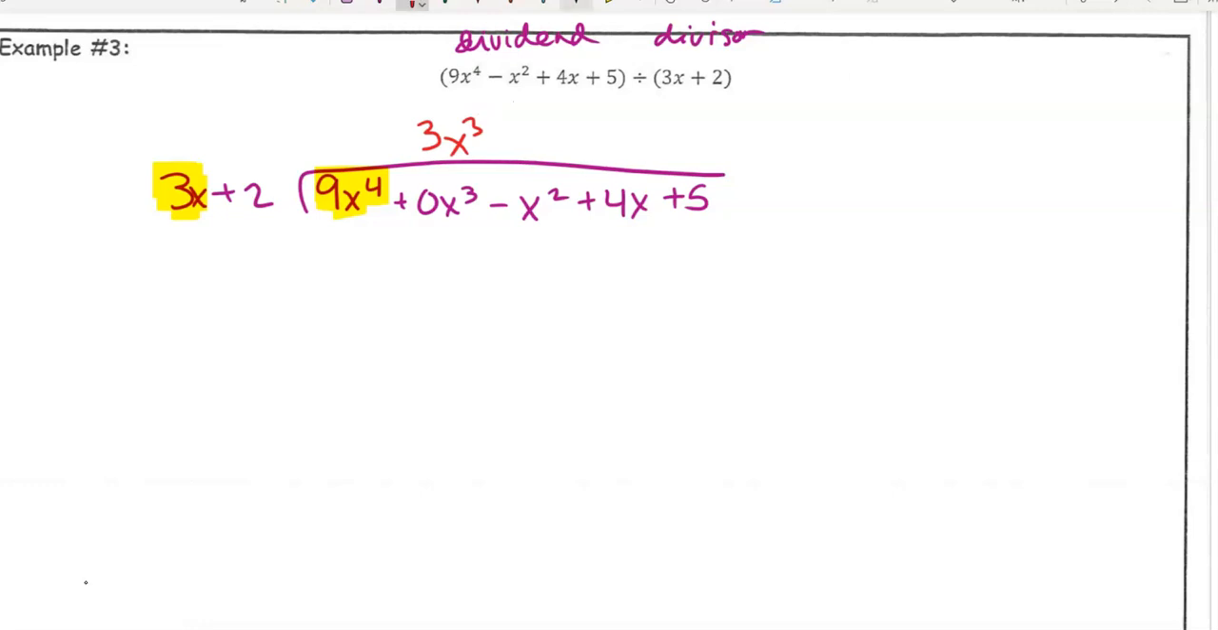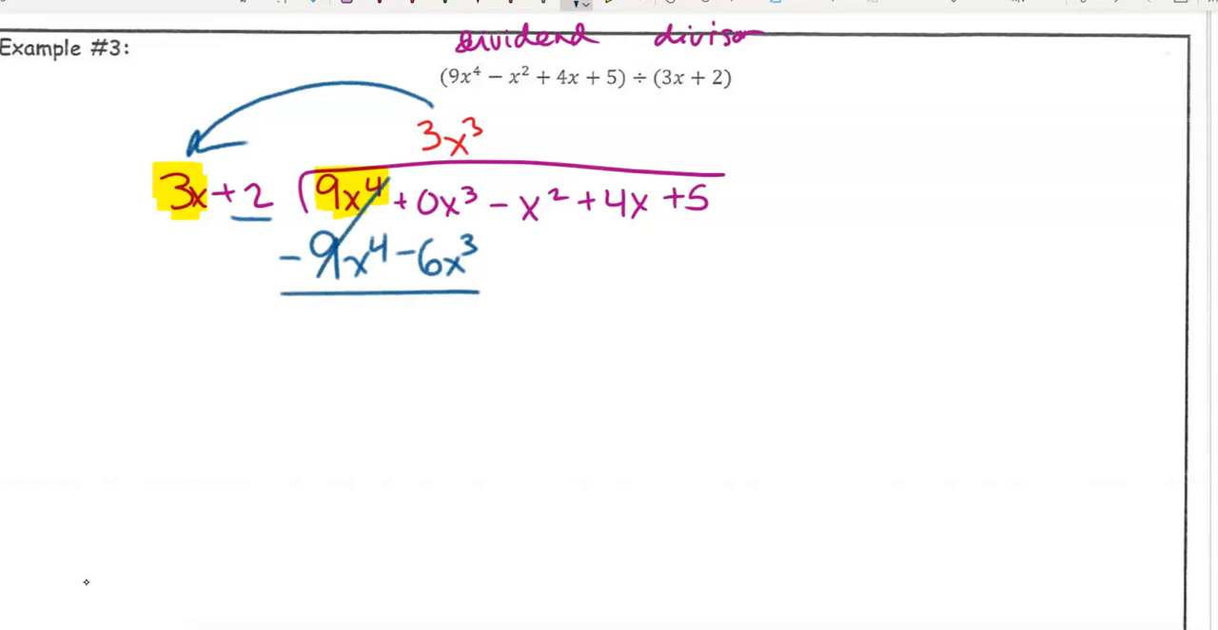All right, now we're going to go back into multiplying. 3x cubed times 3x. 3 times 3 is 9. X cubed and x is x to the 4. And then 3x times 2 is 6. And x cubed stays. Now we subtract, aka change signs. So the 9 is now negative, and the 6 is now negative as well.